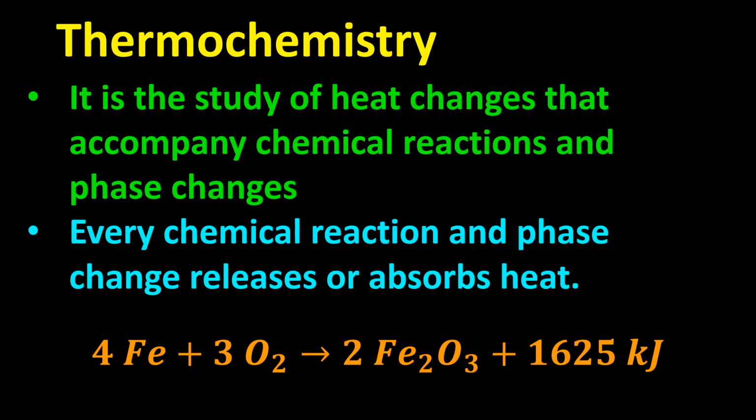So I have an example reaction here at the bottom. We have 4 moles of iron powder reacting with 3 moles of oxygen gas to form 2 moles of iron oxide. And you can see that there's an energy term also in the equation. This says plus 1,625 kilojoules.